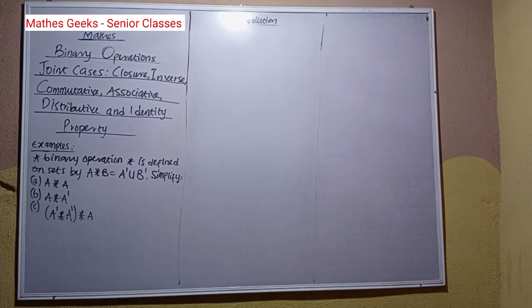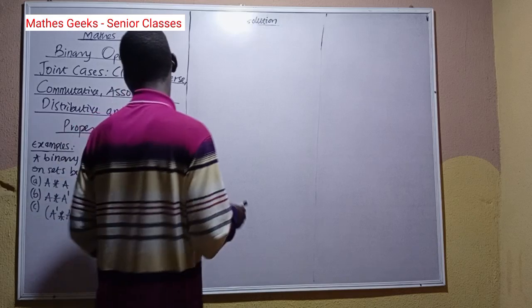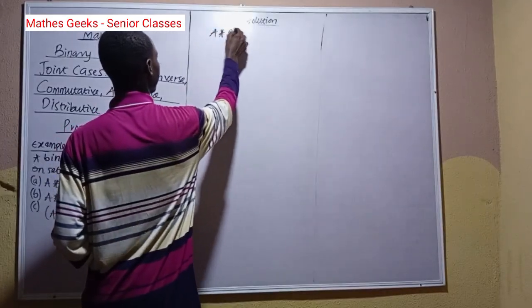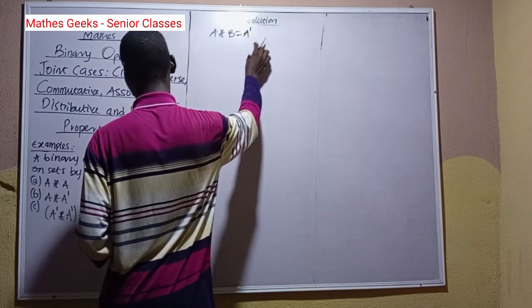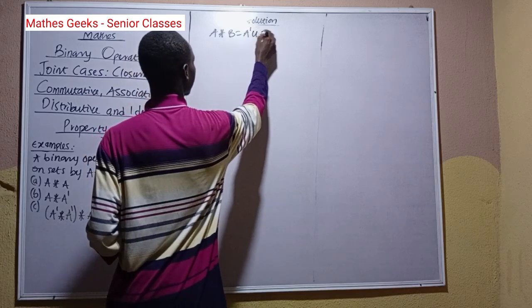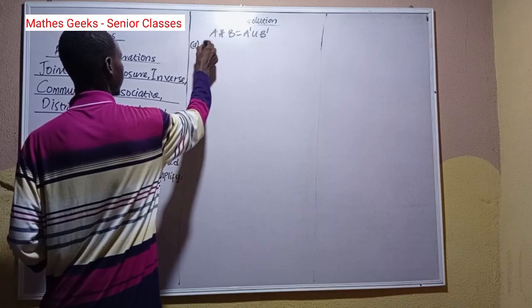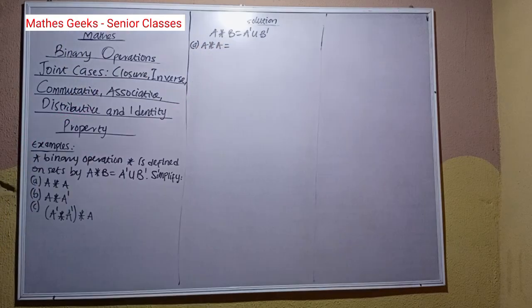The binary operation star is defined on sets by A star B equals A complement union B complement. Simplify the following. So the operation is A star B equals A complement union B complement. So we have to go for A star A.